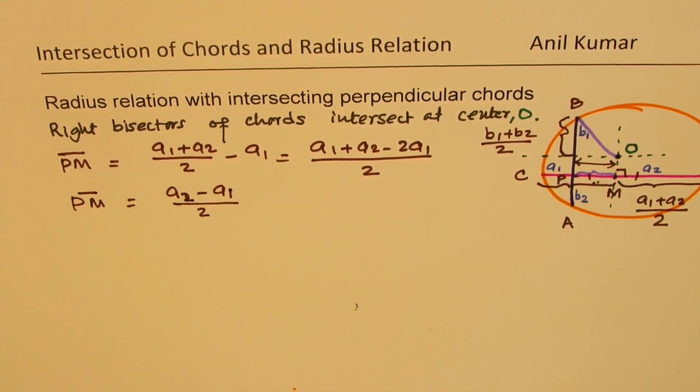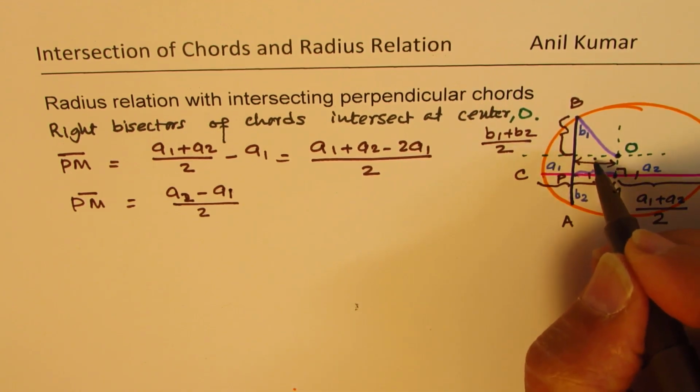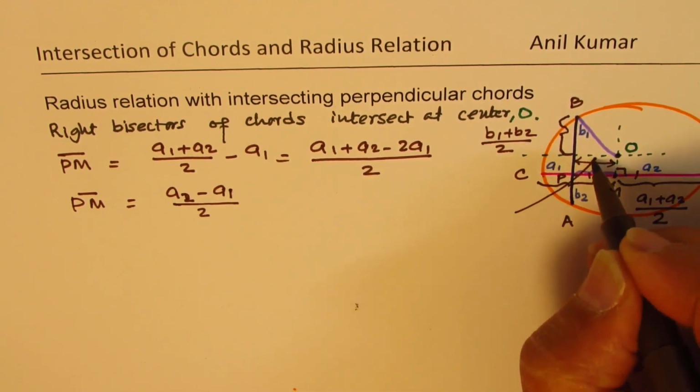So this length PM is (A2 - A1) divided by 2. Okay, so we get this length also, let me write it here itself.